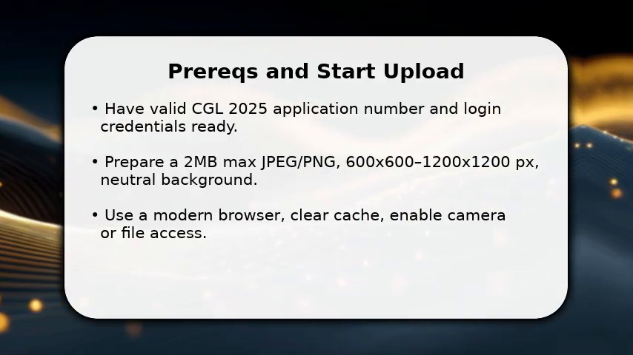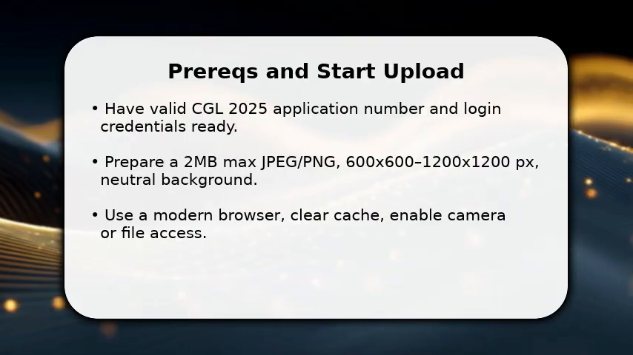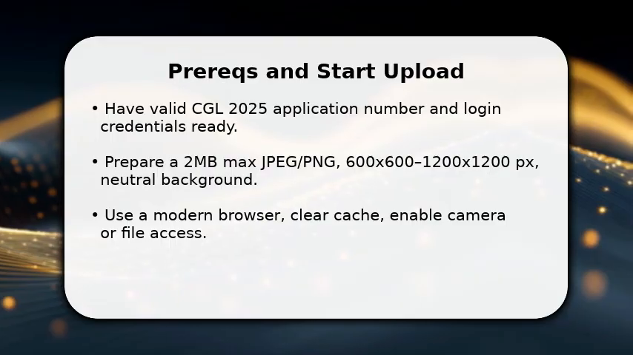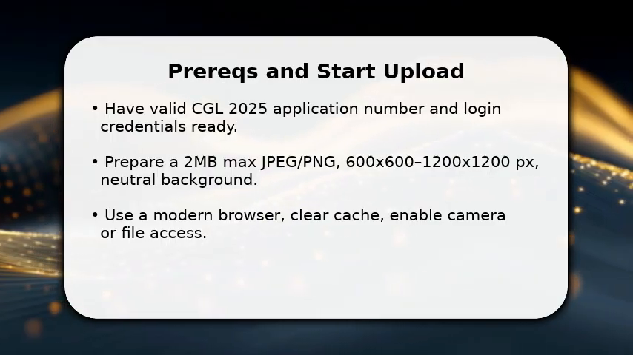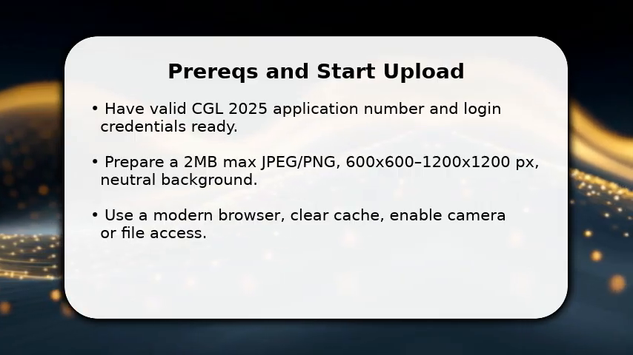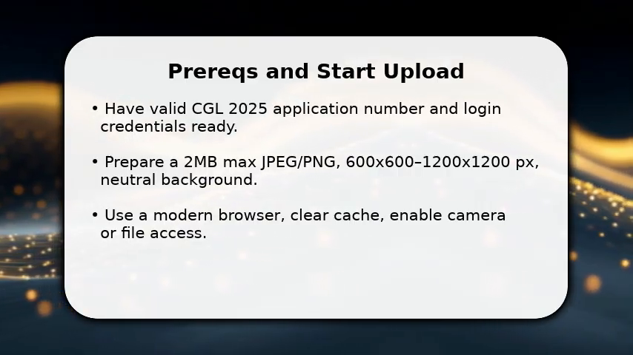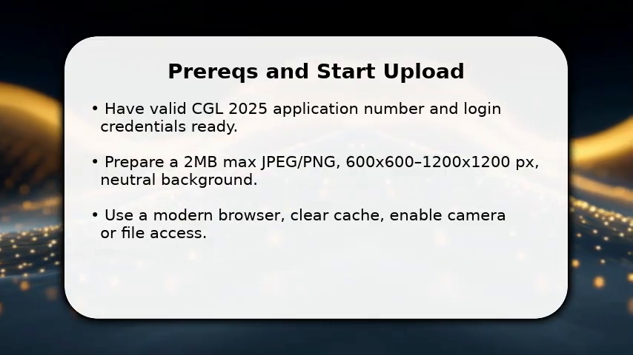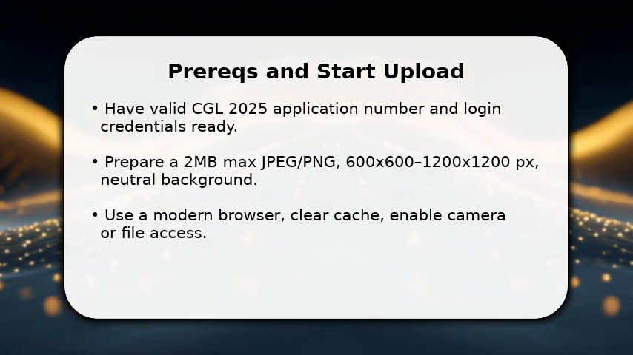You begin by confirming prerequisites: your CGL 2025 application ID, active account, and a compliant photo file. Open the application portal, sign in, and go straight to the Photo Upload section. Why start here? Because the portal validates format immediately, saving time. Take a fresh photo or select the prepared JPEG/PNG, then click Upload. Once done, observe the preview area for framing and size warnings, so you can fix issues before moving on.